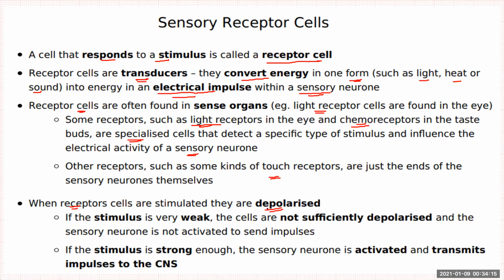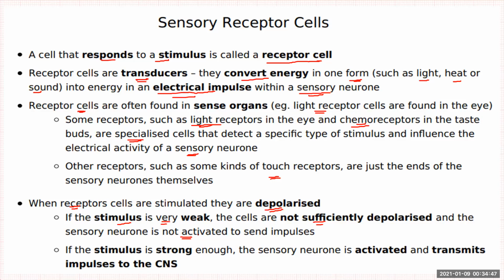So within these receptor cells, when they're stimulated, they become depolarized, right? So their resting potential actually changes. We'll talk about that in a while as we discuss action potential. If the stimulus is very weak, the cells are not sufficiently depolarized and the sensory neuron is not activated to send impulses. So actually a threshold has to be reached. If the threshold is not met, no activation of these nerve fibers will take place, so no nerve impulse will be sent.